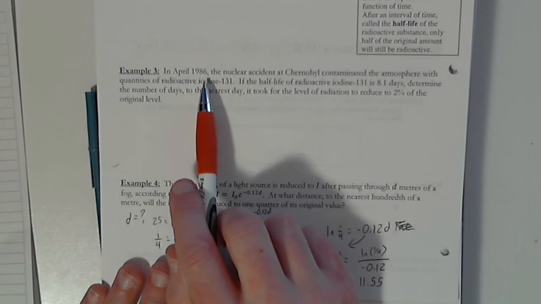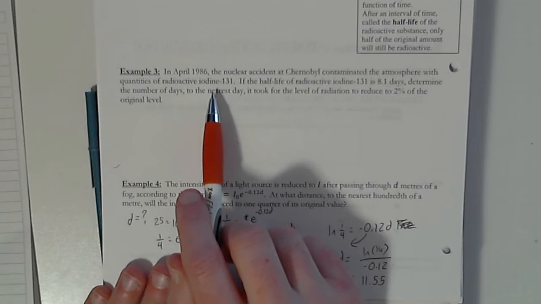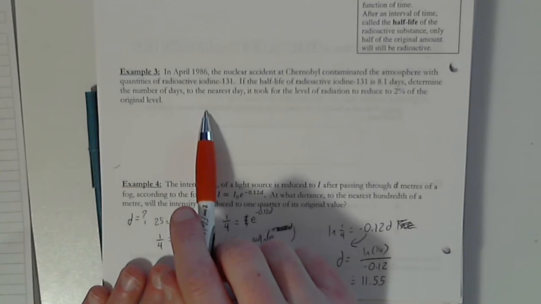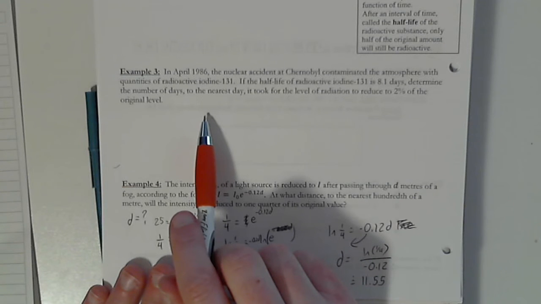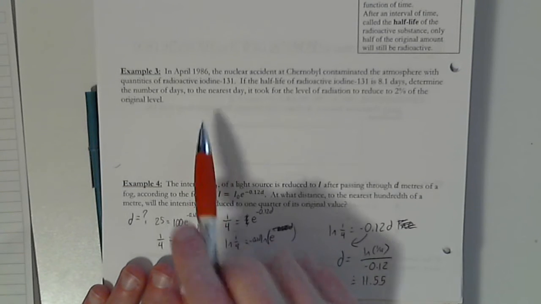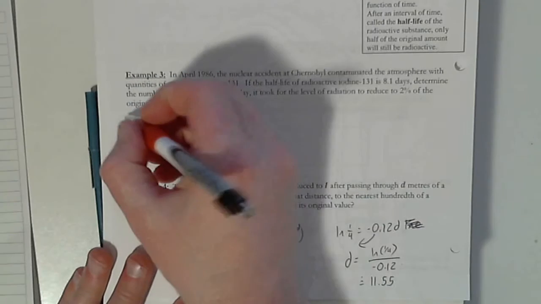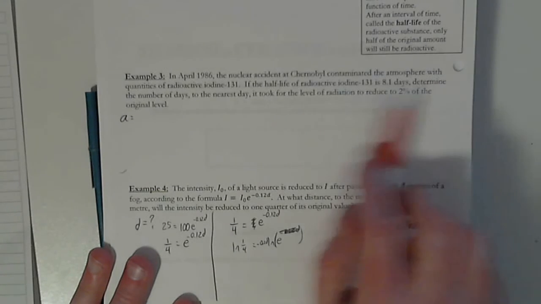In April 1986, sorry, I'm already at 42 minutes. Only one more example after this. The nuclear accident at Chernobyl contaminated the atmosphere with quantities of radioactive iodine-131. If the half-life of it is 8.1 days, determine the number of days to the nearest day it took for the radiation to reduce to 2% of its original level. Cool. Do we know what the original level is? No. It doesn't actually say, does it?